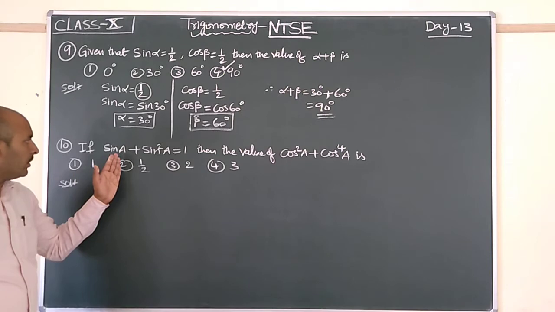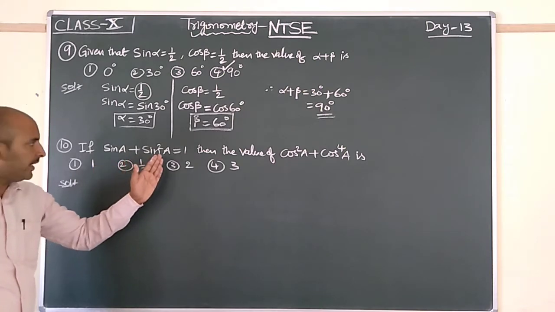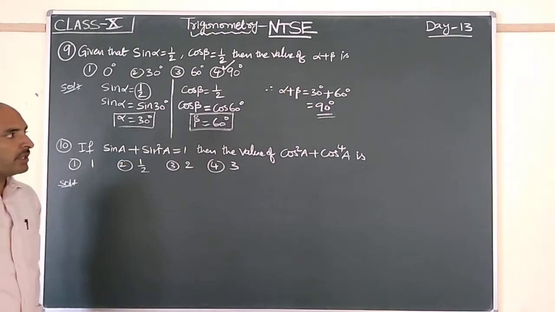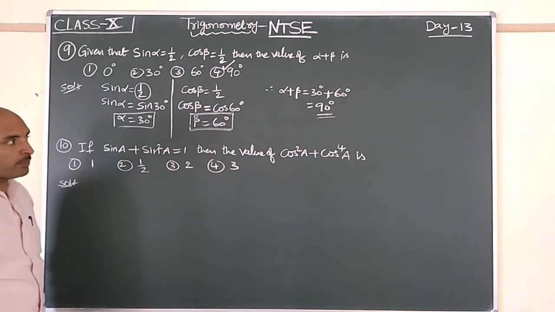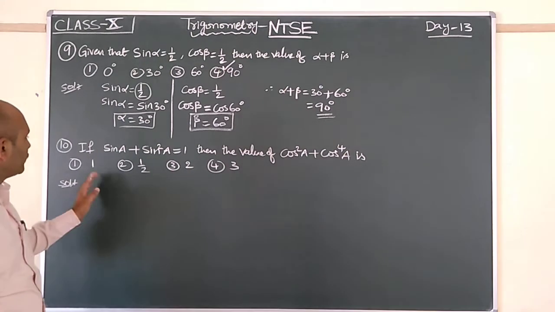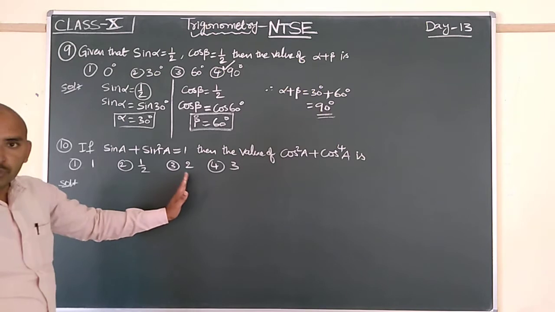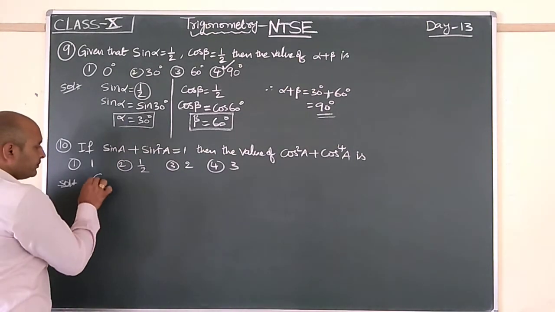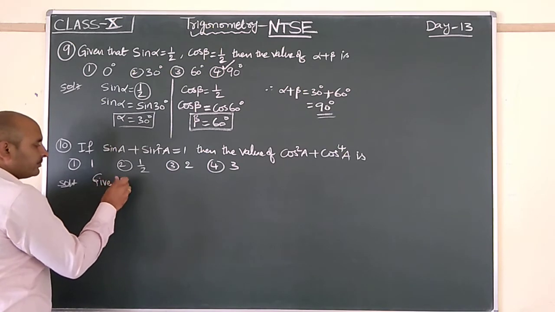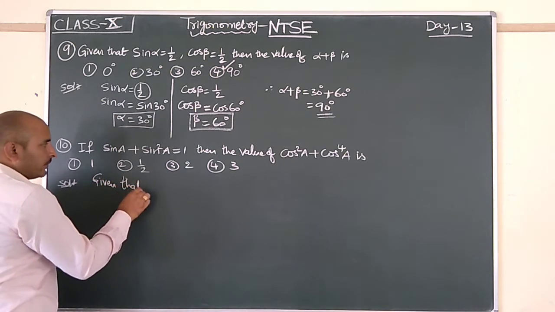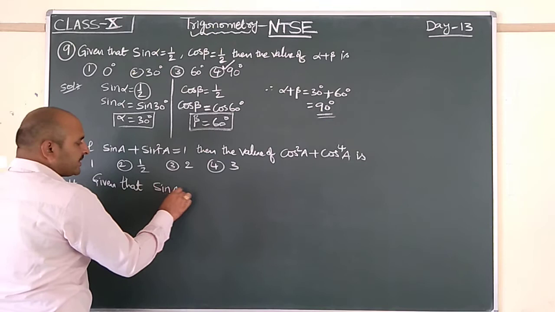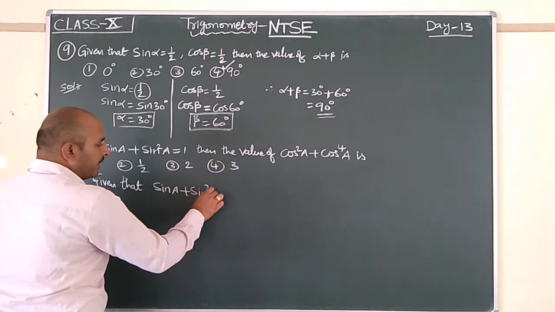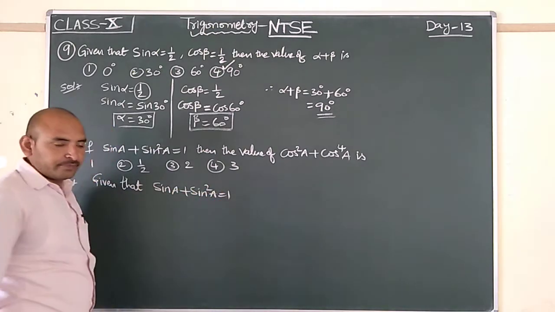Let us come to question number 10. If sin a plus sin square a is equal to 1, then the value of cos square a plus cos power 4a is equal to: first option 1 by 2, 2 and 3. So given condition, given that sin a plus sin square a is equal to 1.